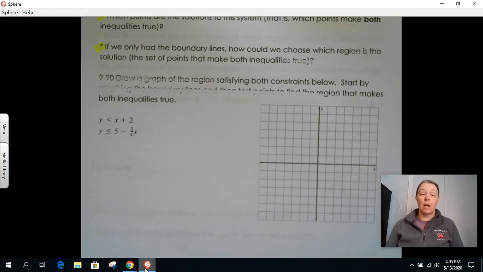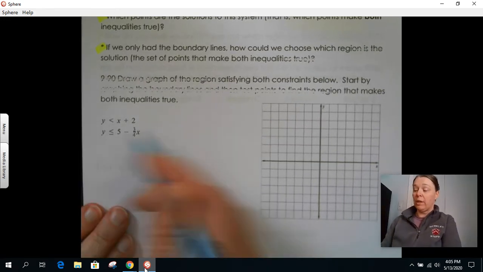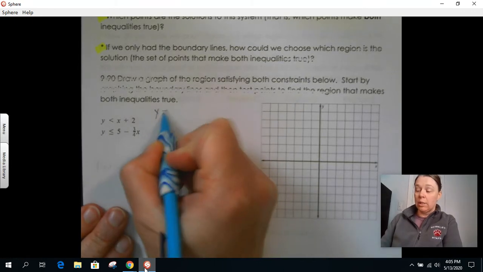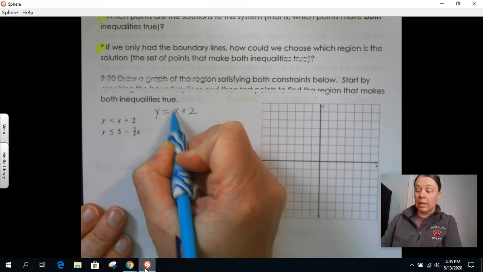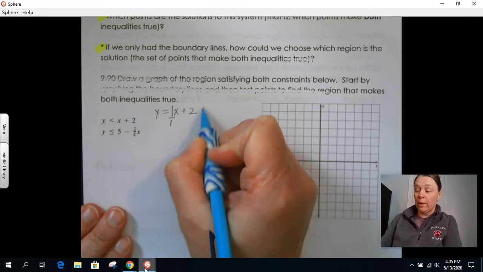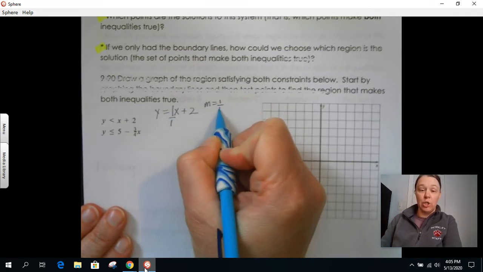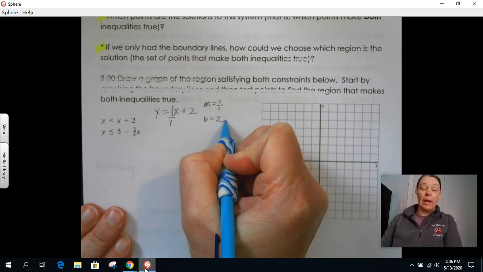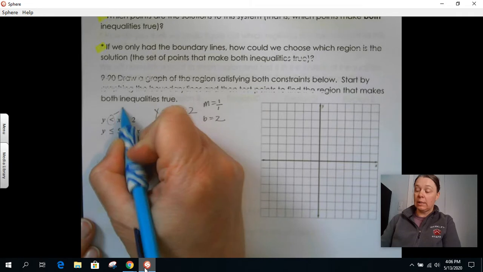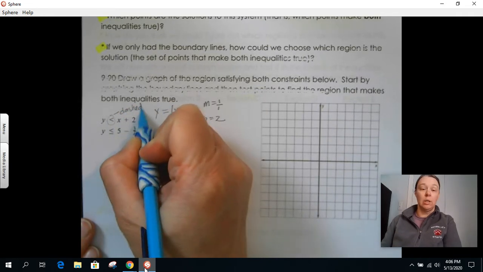Okay, so we're going to start by graphing the inequalities. And these are both lines. So I'm going to graph the line y equals x plus 2. If it's just a plain x, there's a 1 in front, so my slope is 1 over 1. That's my change in y over change in x. And my y-intercept is 2. And this inequality tells me I'm going to have a dashed line.